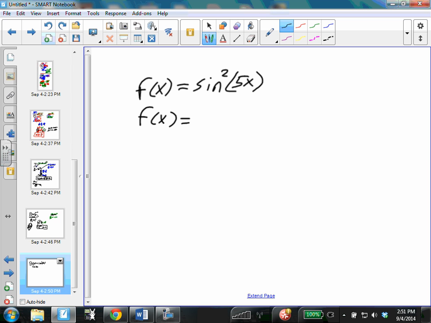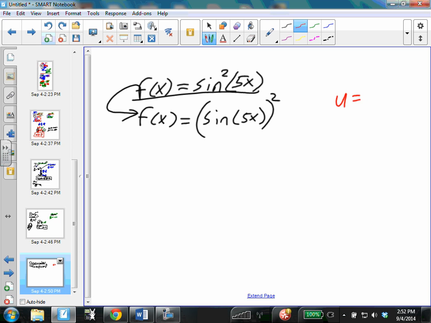Sine squared of 5x is the same thing as sine of 5x all squared. So if you see this, you need to think of it in your mind as that squared is really on the outside. It's big. It's the alpha dog. It's the one that is actually covering everything else up. It's the largest one. So when I ask what's on the inside, I don't want you to go for the small box in the middle. I want you to go for the next biggest one. So our u is going to be sine of 5x.